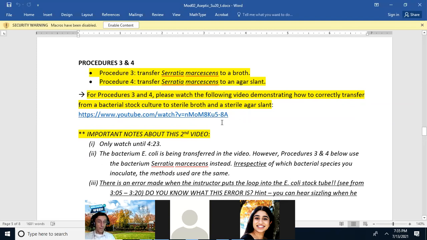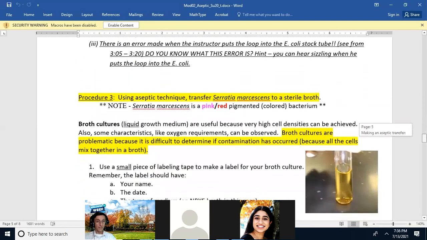Now you should note that the video, I think it's using E. coli, which is a non-colored bacteria. Serratia marcescens is a pigmented bacteria. In a solid culture, Serratia marcescens looks red. In a broth culture, Serratia marcescens looks pink. Okay? And that will aid you in your visual identification of the growth. And that's the color of the bacteria.